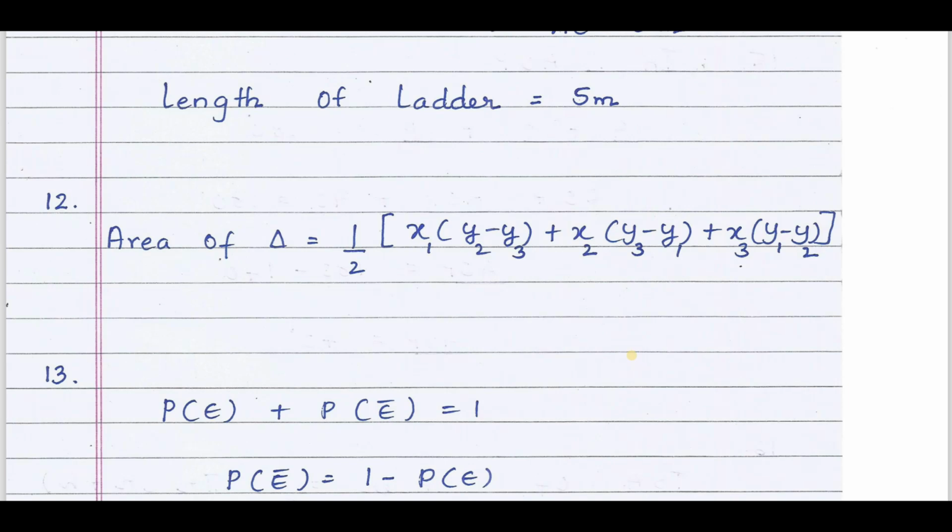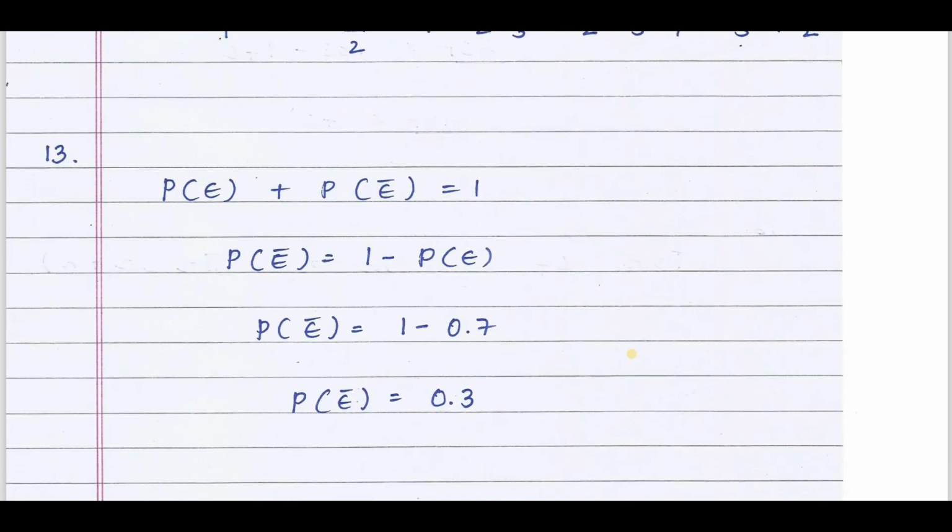Twelfth question: the area of a triangle whose vertices are (x1, y1), (x2, y2) and (x3, y3) is half into x1 into (y2 minus y3) plus x2 into (y3 minus y1) plus x3 into (y1 minus y2). Next, the probability of an event and its complement sum to 1.